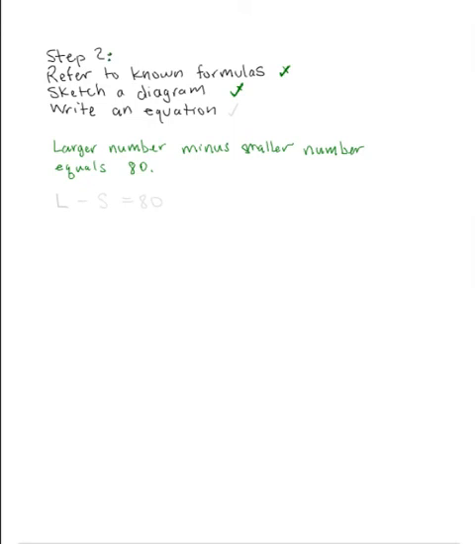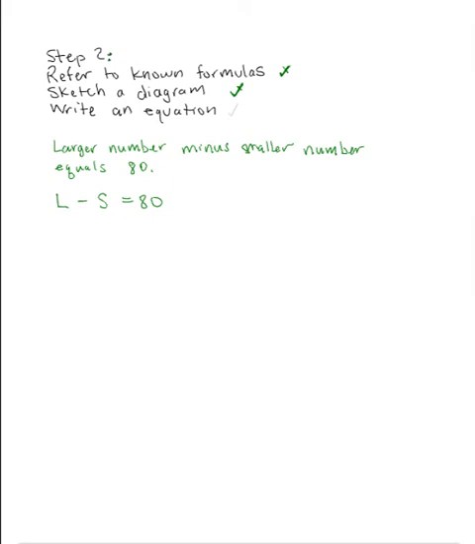So larger number minus smaller number. Well, larger number is represented by L, so if I wanted to change this into an equation, I would write L minus the smaller number, so that's minus S, equals 80. There we go. So I have written my equation. Notice that in this problem I now have two equations.